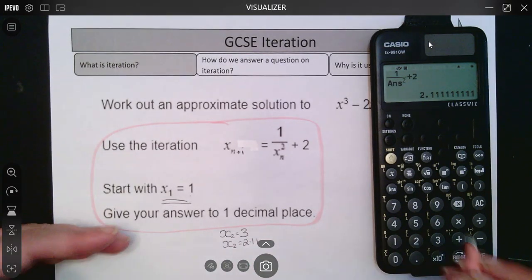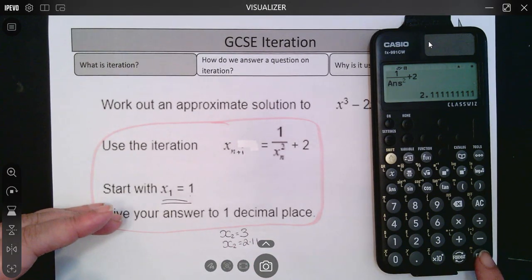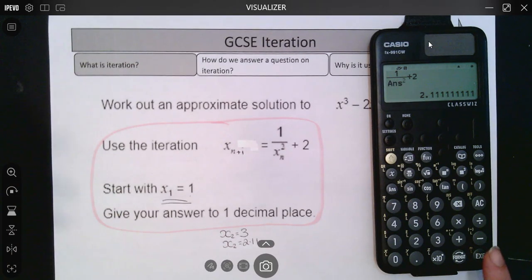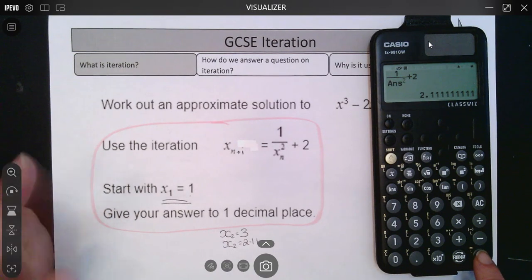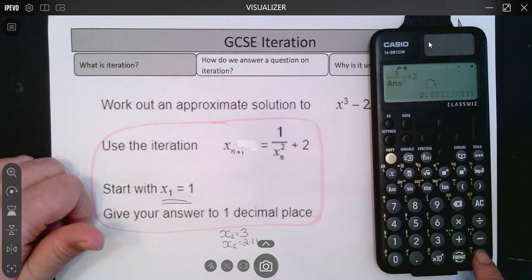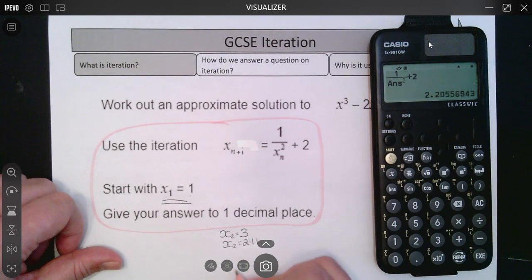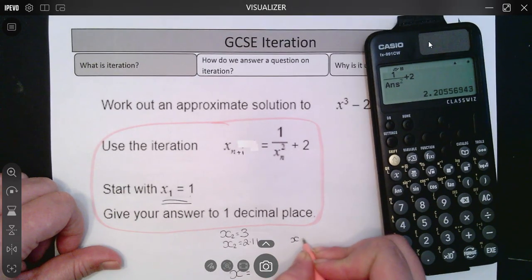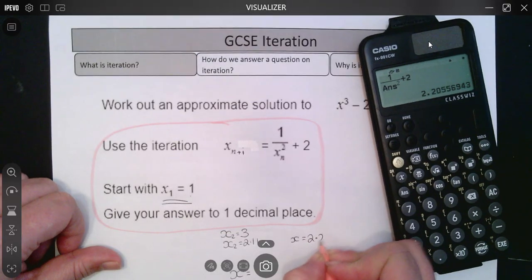So what we're going to do now is, like I did last time, I'm going to spam this EXE button. I've done the first couple. I've shown the examiner I know what I'm doing. I'm going to press this button until it stops changing. So I'm going to keep pressing this, and now it's stopped changing. In fact, it doesn't matter how many times I press it, it will stay the same. I can now see my answer to 1 decimal place. Write it a bit higher up so we can see, x equals 2.2. That will be my final answer.